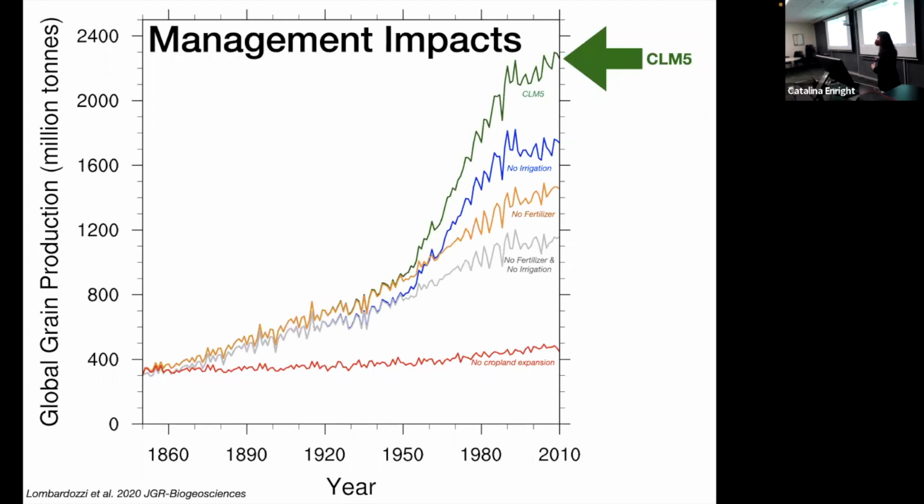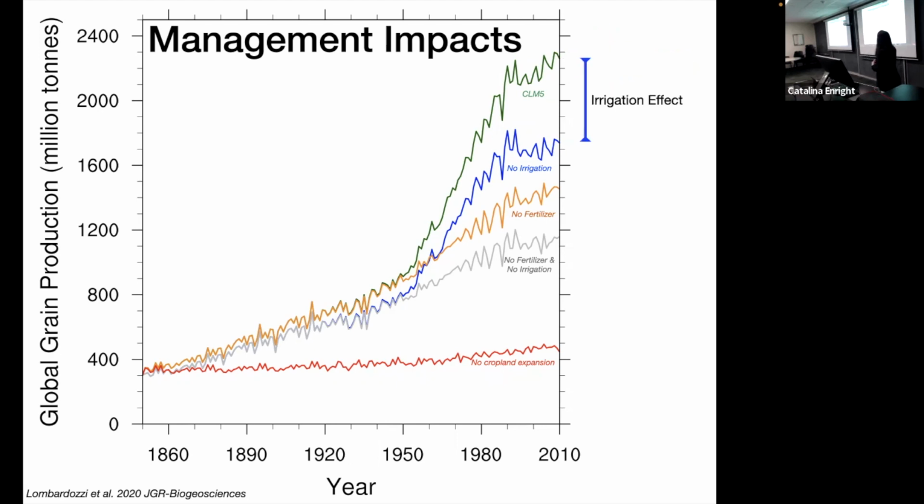This is CLM5. It's the same as the black line in the previous figure that you saw. So you can see that there's this leveling out, that means that we're underestimating yields for the end of the time series here.